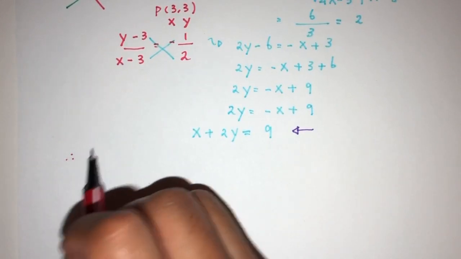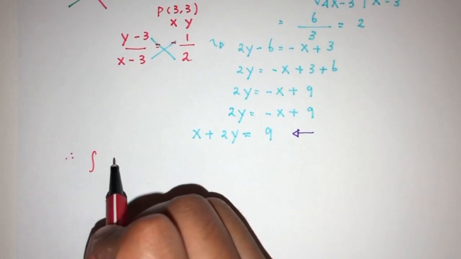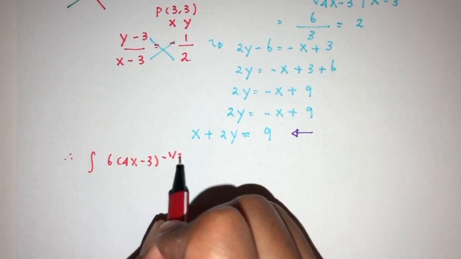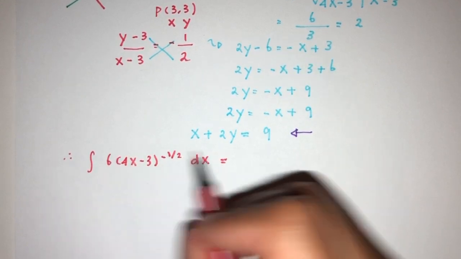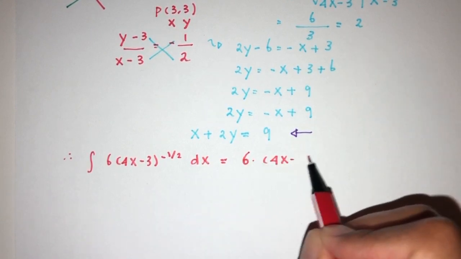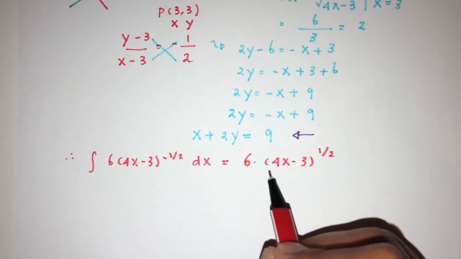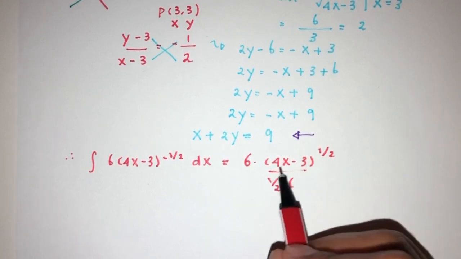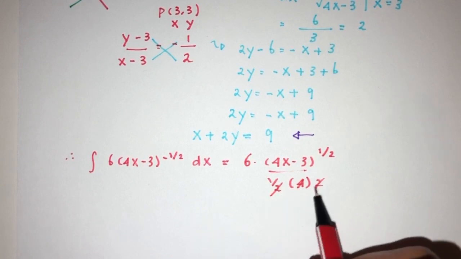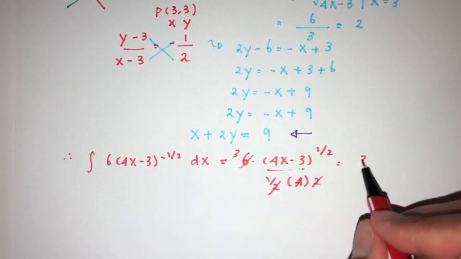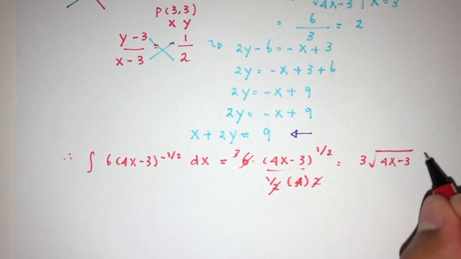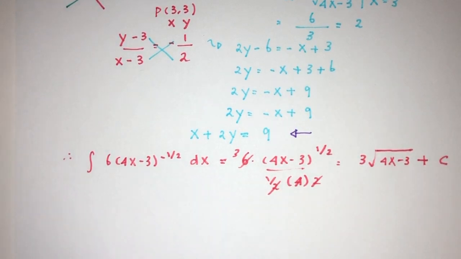So let's do that. So the integration of dy/dx will be 6(4x - 3) to the power of minus half with respect to x. So 6 is only a multiple, it will be outside. And first we have to increase the power by 1, that will be half, divided by the power, and then multiply by d/dx of the value inside, that should be 4. Simplify, that should be 2, that should be 3. So you have 3 root of 4x - 3. Of course, plus c for the constant of integration.